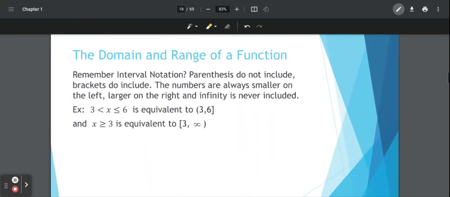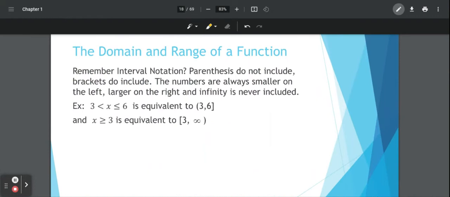And then we have domain and range. So one thing you need to remember is your interval notation. And remember, interval notation has the parentheses and the brackets. So if you use a parenthesis, that means it does not include the number. And if you use a bracket, then it does include the numbers. The numbers always go from the smallest on the left to the largest on the right, and make sure that you never include infinity. So infinity will never have a bracket next to it.